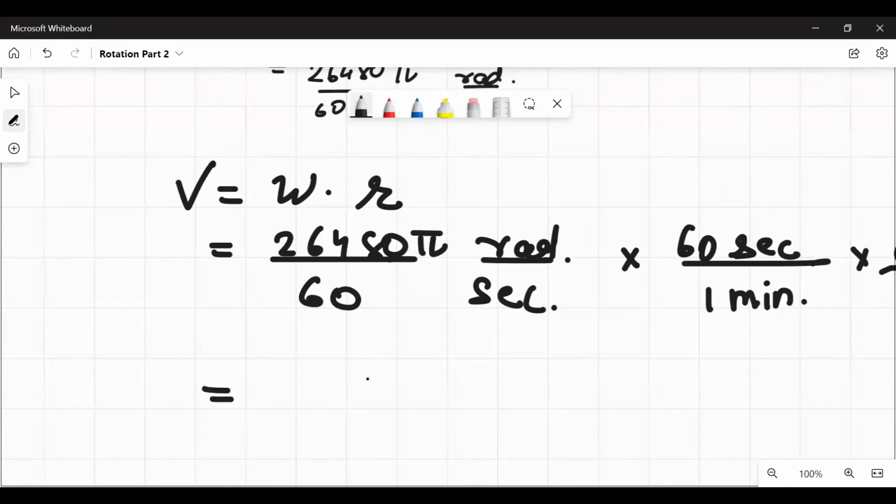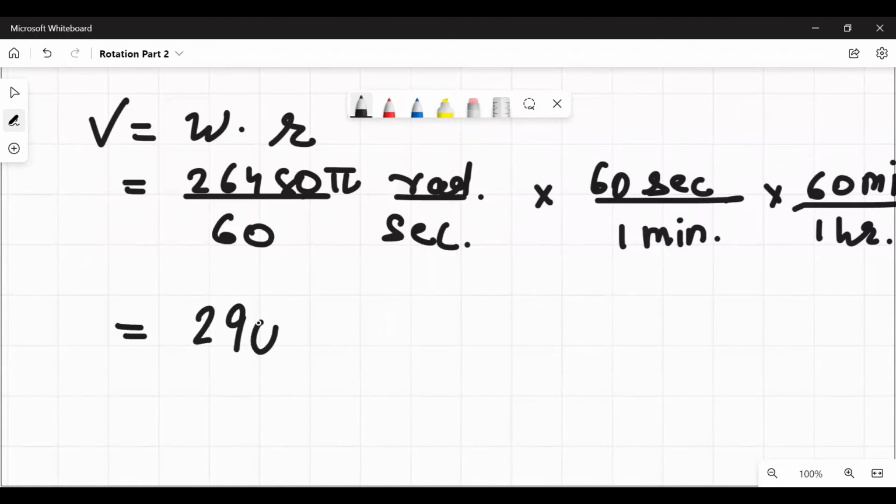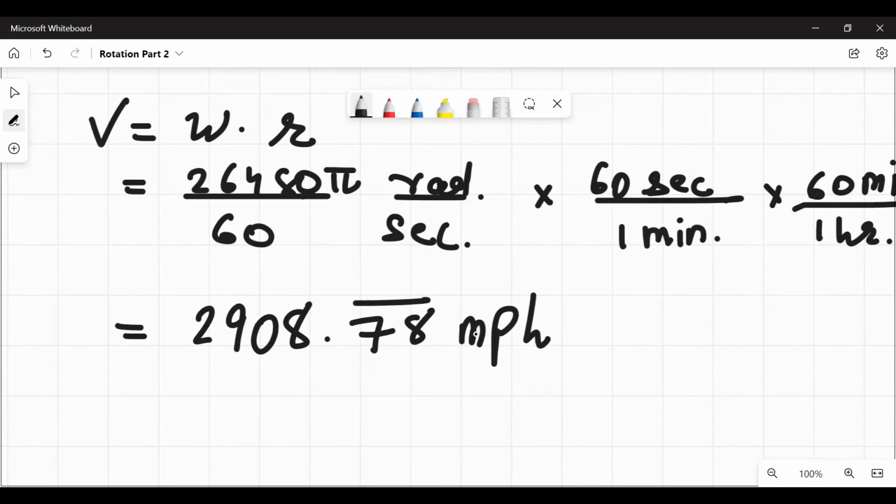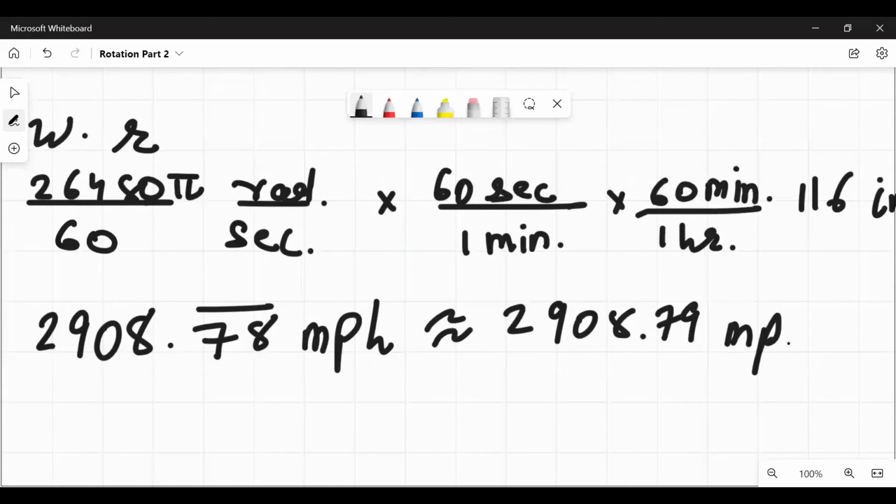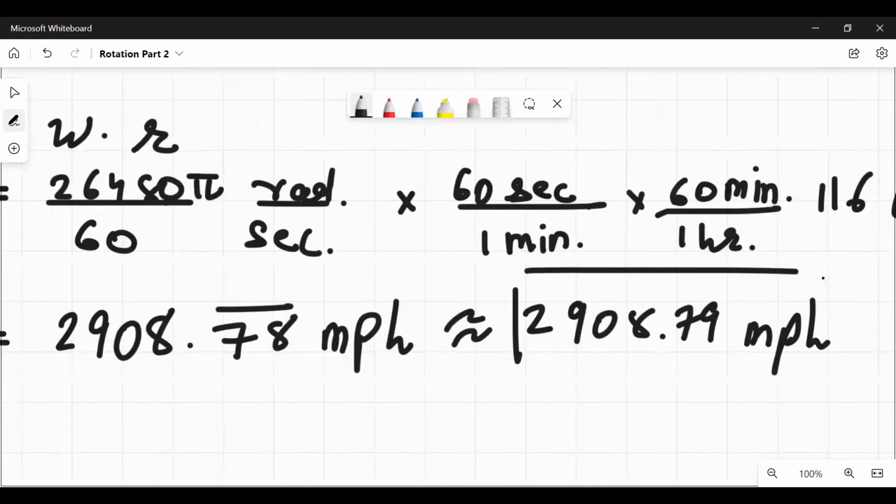And when we calculate all of this inside your beloved calculator, it's going to give us 2908.78 miles per hour. So 78 bar. So we can just say it as like 79 because it's repeating. So 2908.79 miles per hour. There we go. That's our speed.